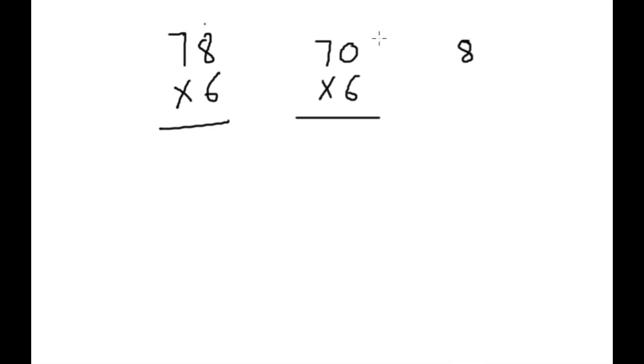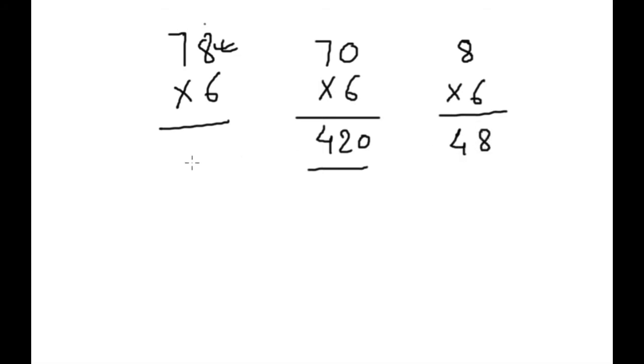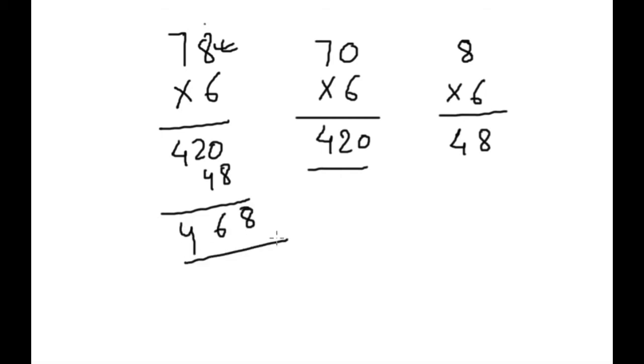78 into 6. So it's 7 and here we will add 0. So 70 into 6 and 8 into 6. So this is 420 and this is 48. 420 plus 48, this is 468. Let's see another example.